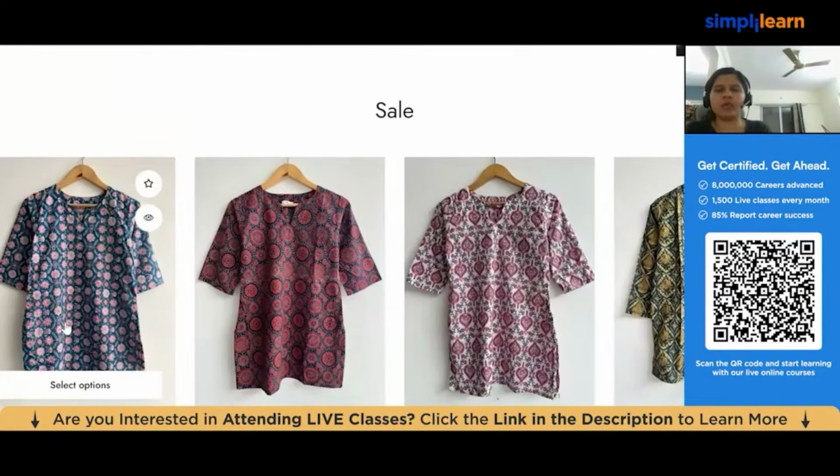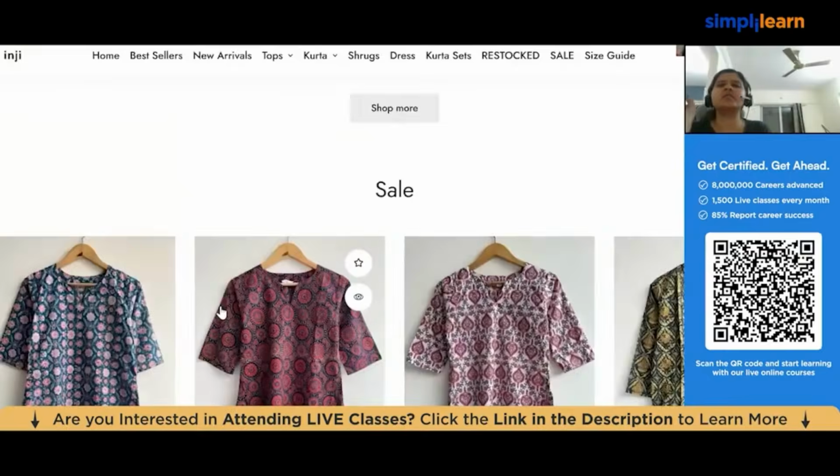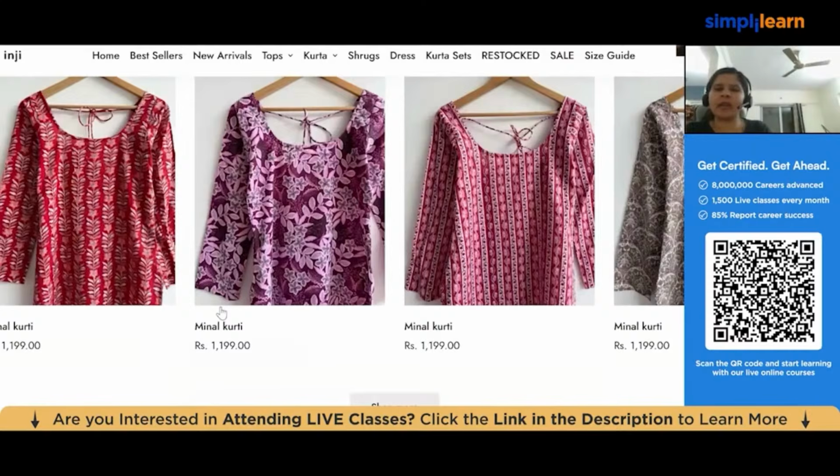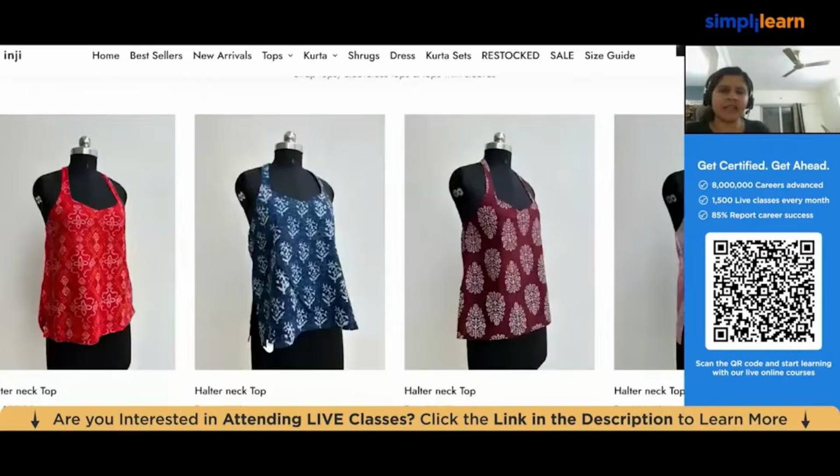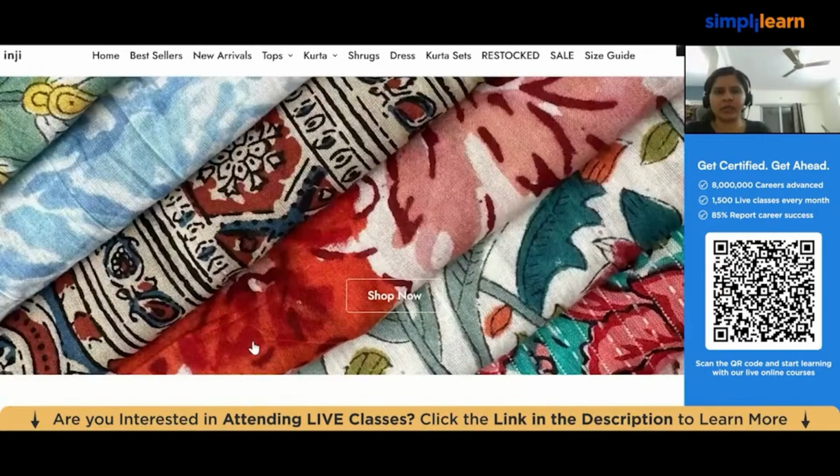But the overall insight for Inji is that it's too simple. Even if they keep a model, I think it's a good website because it's very clean, it is very clear. So that's a good thing.